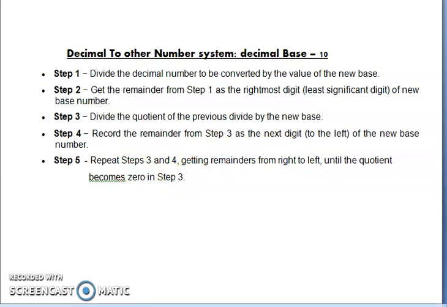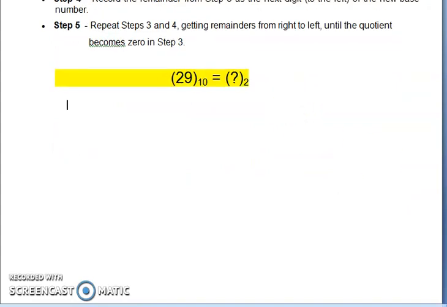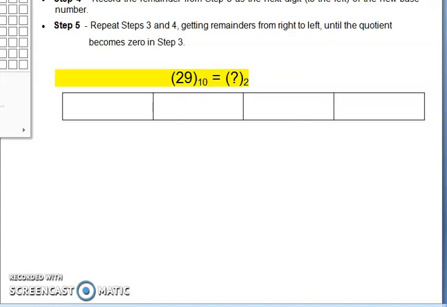For example, convert 29 base 10 to base 2. What is the base value in binary? It is 2. Let's take this as the example: convert 29. First of all, divide 29 by 2, because 2 is the targeted base value.